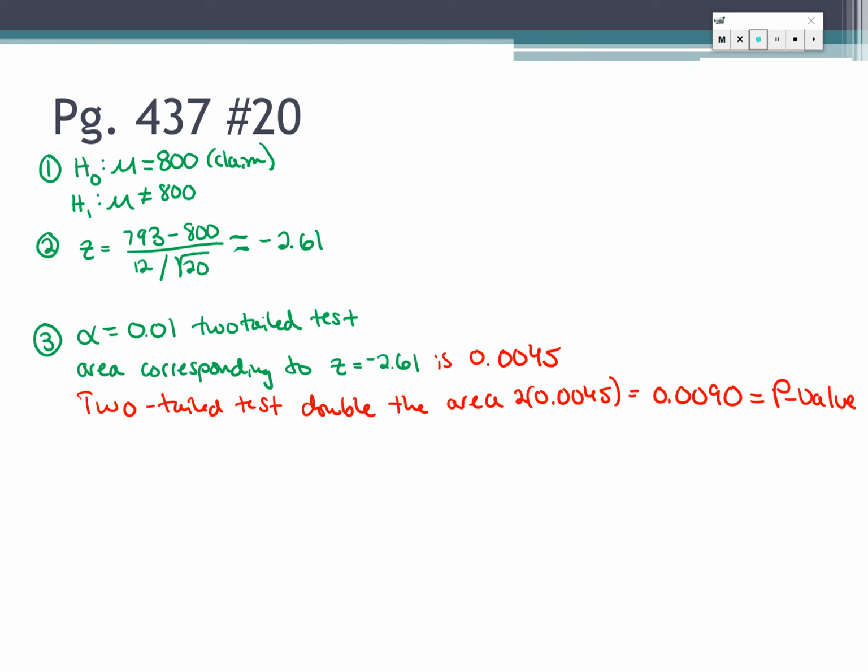So that is our area. Now, I know we put up there the little rule. We have our p-value of 0.0090. It's less than our alpha value of 0.01. When that happens, we reject the null hypothesis.